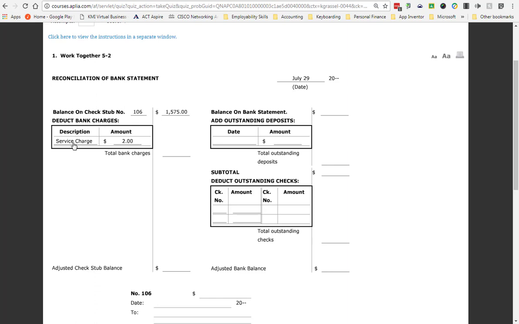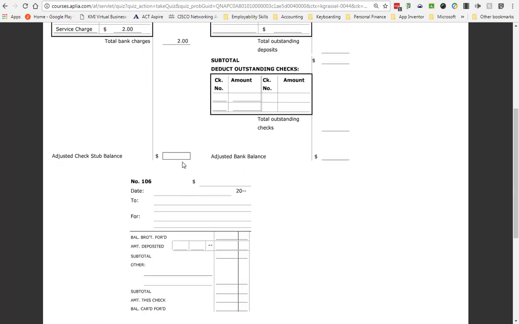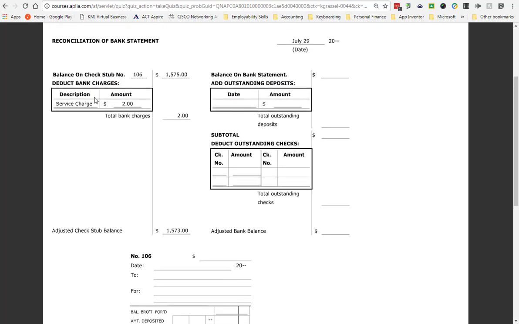You may have multiple charges. For example, you may have credit card charges associated with it, so you might have to list several of them here. There's only one, so this is where I put my total bank charges, which is $2. Now you have to do the math. You have $1,575 balance on check stub. You need to deduct $2. So now you should have $1,573. I hope I did the math right this morning. It is Friday and all, but did I do okay on that one?